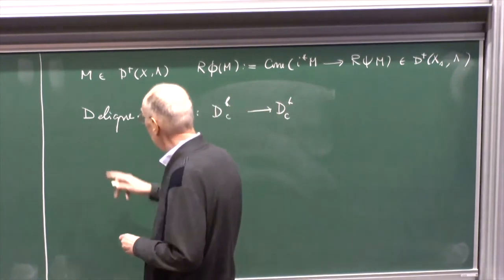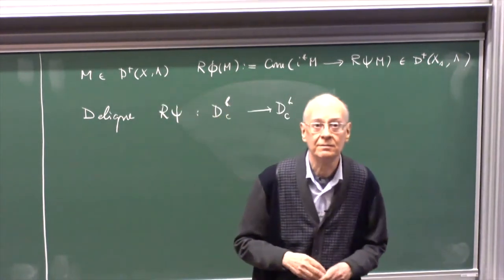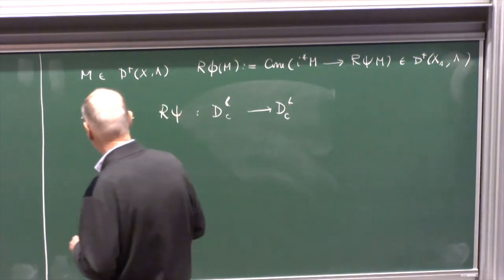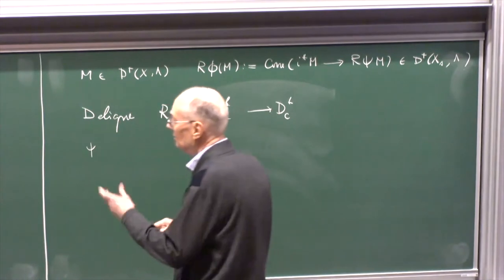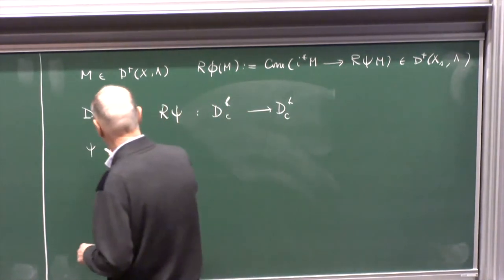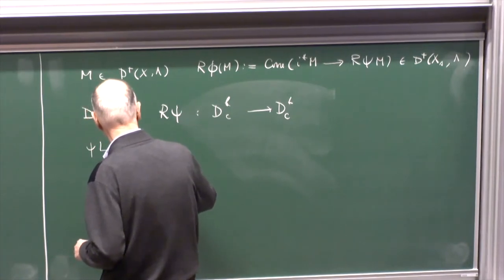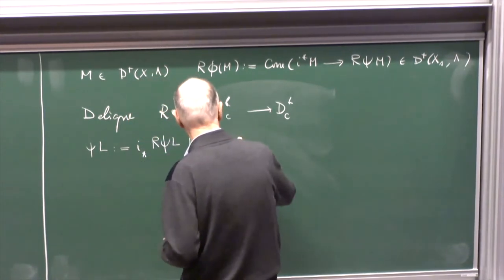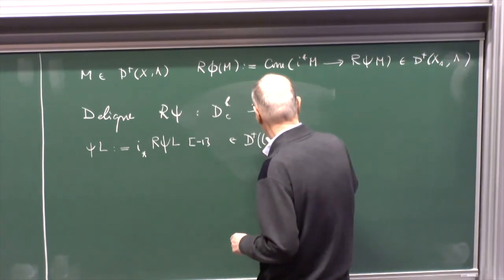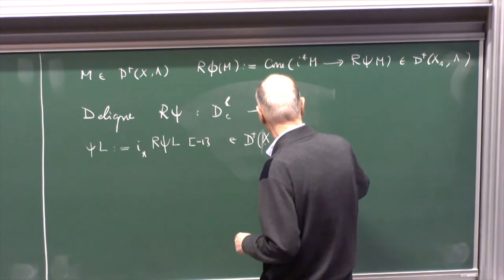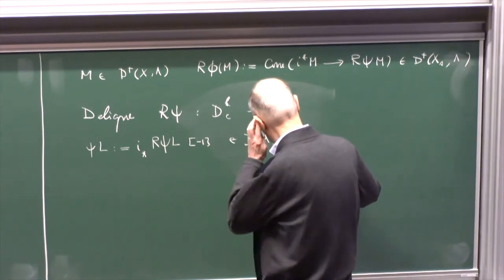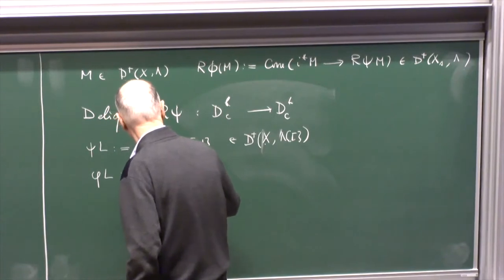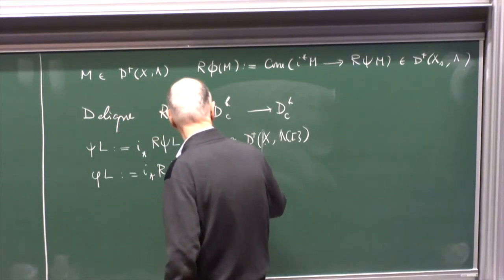In the early 80s, Gabber proved the compatibility of R psi with duality. To express the result, it's convenient here to work with a slight modification of the capital Psi and capital Phi. Namely, I put Psi L as i lower star of R Psi L, and I shift by minus one. So now this is an object in D plus of X, concentrated on X_s, and similarly I will put Phi L as i lower star of R Phi L shifted by minus one.